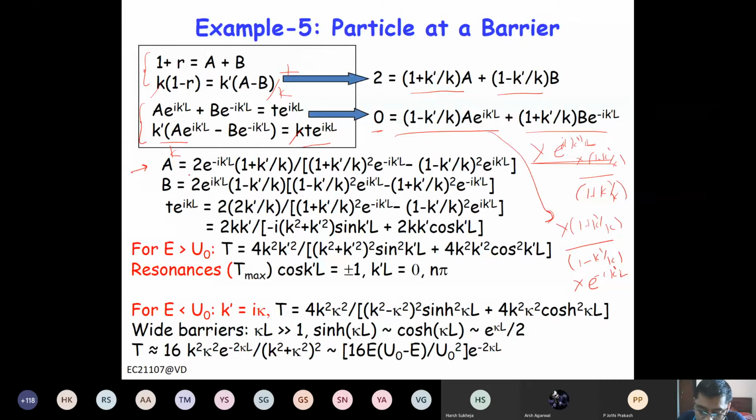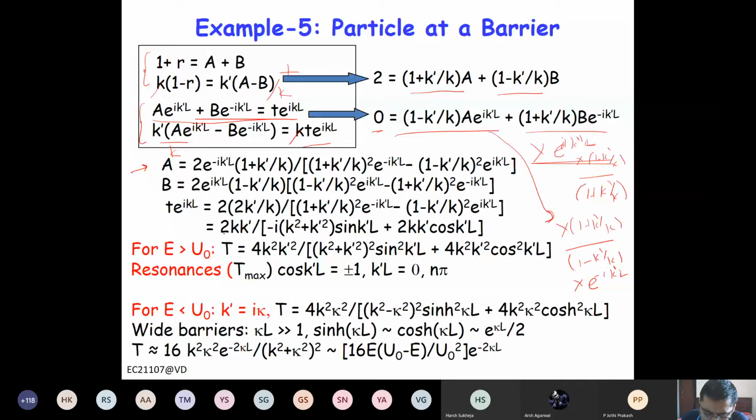Now, once you know the expression for A and B, you can use the third equation here to get the expression for t. So t times e to the power iota kl is A times e to the power iota k prime l plus B times e to the power minus iota k prime l. And when you substitute it, you get an expression like this. I verified it. It's okay.